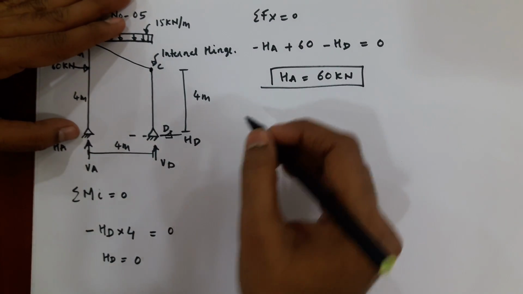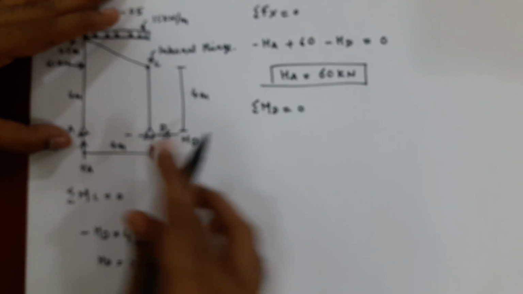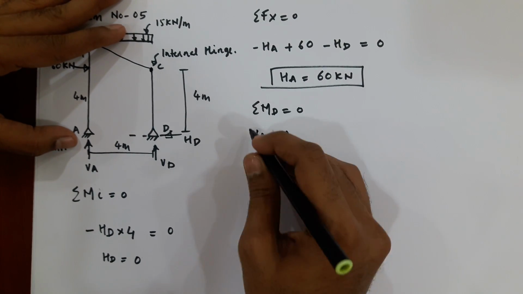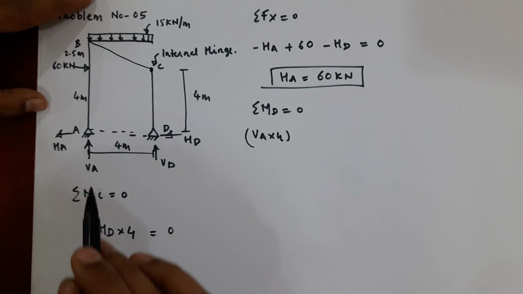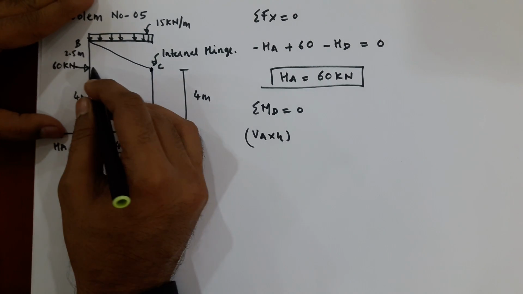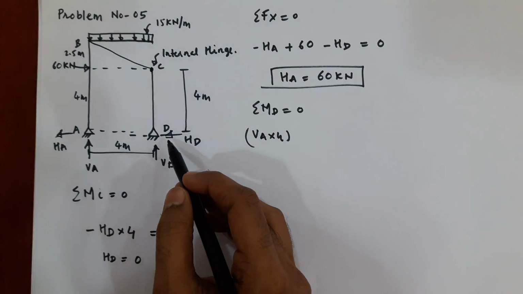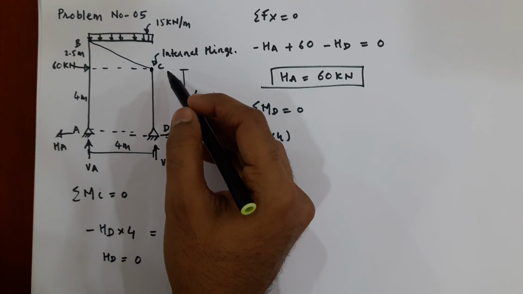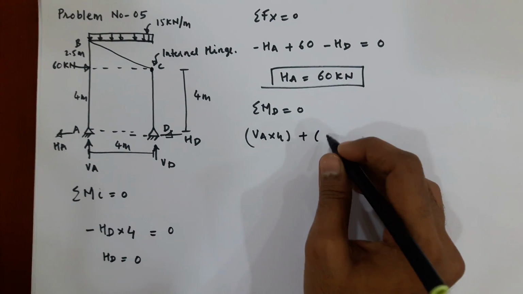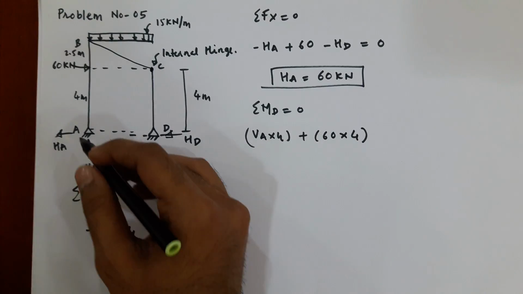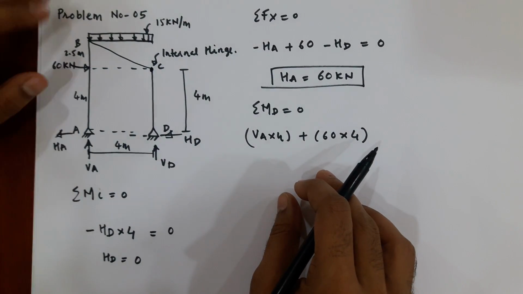To find VA, we have to take moment about point D equal to 0 because it is a hinge support. So VA into 4, then HA is there. This will not come because the line of action intersects point D. And the 60, this is the line of action of 60 kilonewton, and we are finding moment with respect to point D. The perpendicular distance with respect to point D is 4 meter, and this is creating clockwise moment, plus 60 into 4. We are following a direction left to right. In that, clockwise moment will be positive, anti-clockwise moment will be negative.